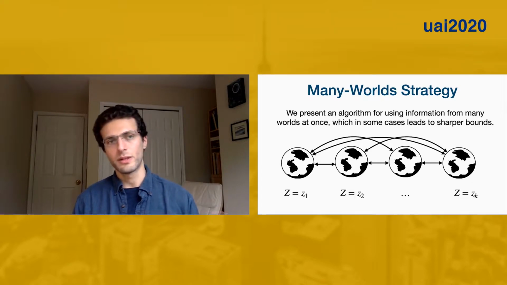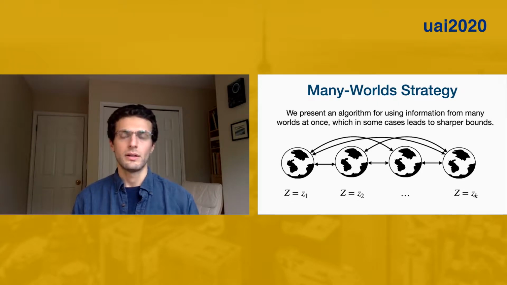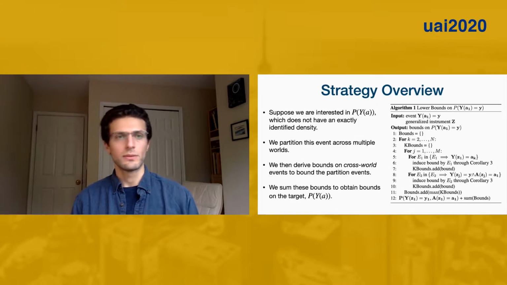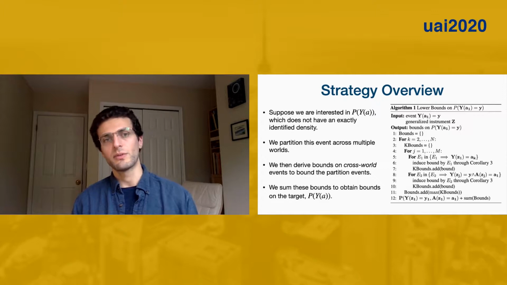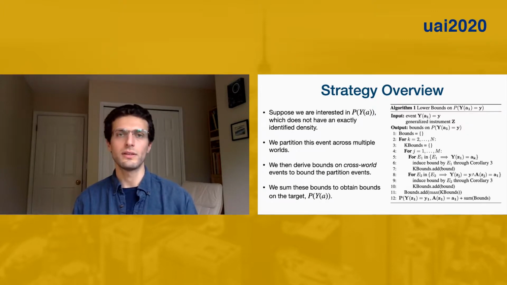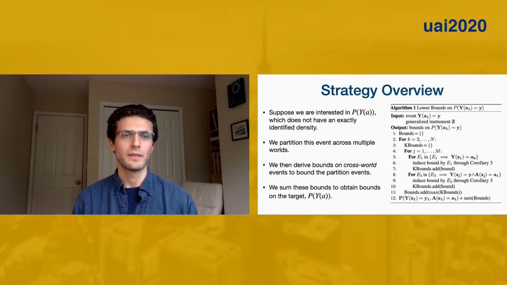In our paper, we present an algorithm for using information from many hypothetical worlds to obtain bounds. So in broad strokes, our idea is to partition the event of interest, Y_A, into sub-events that span multiple worlds. We then derive new bounds on the resulting cross-world events and sum those bounds to obtain a bound on the target. The strategy is summarized in Algorithm 1, but it is pretty involved, so please see the paper for details.